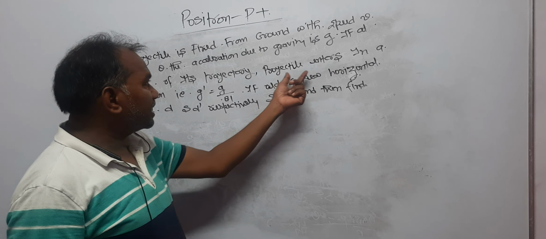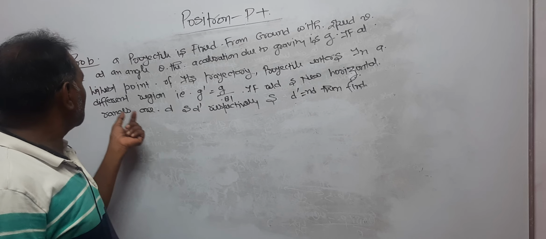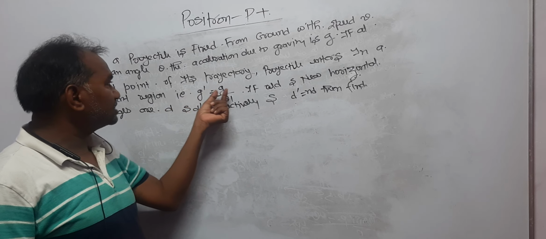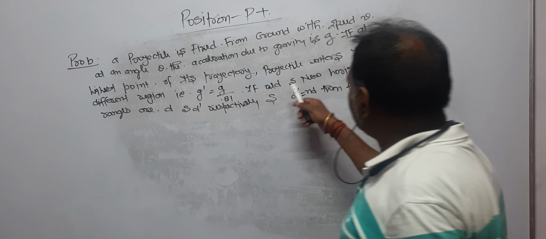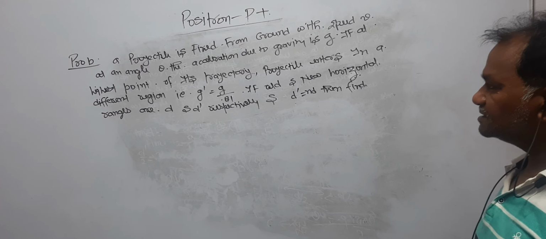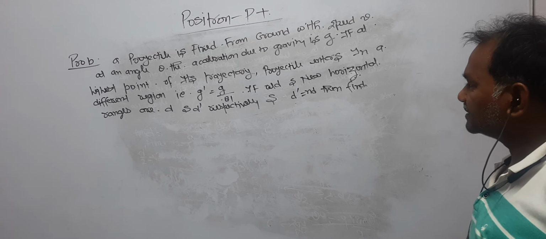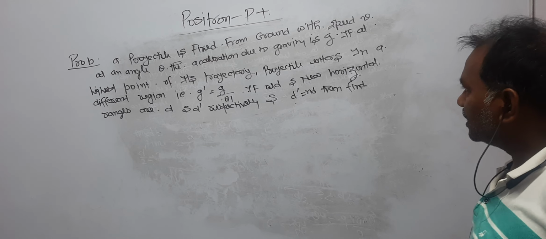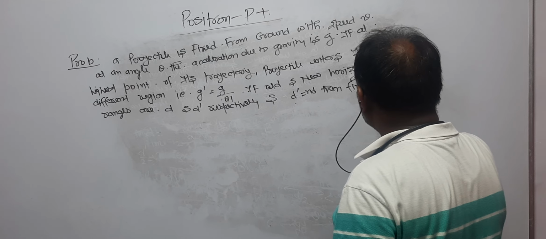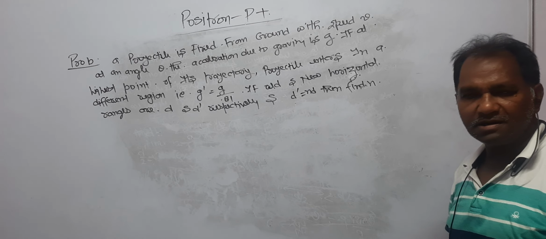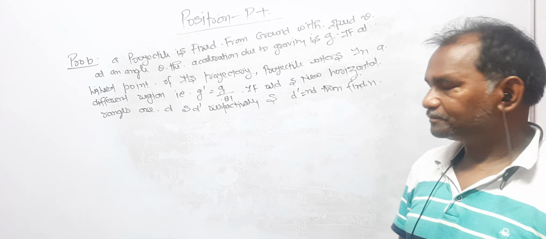trajectory, the projectile enters a different region such that g dash is equal to g upon 0.81. If the old and new horizontal ranges are d and d dash respectively, and given d dash is equal to nd, then find the value of n. The question is that we have to find the value of n.